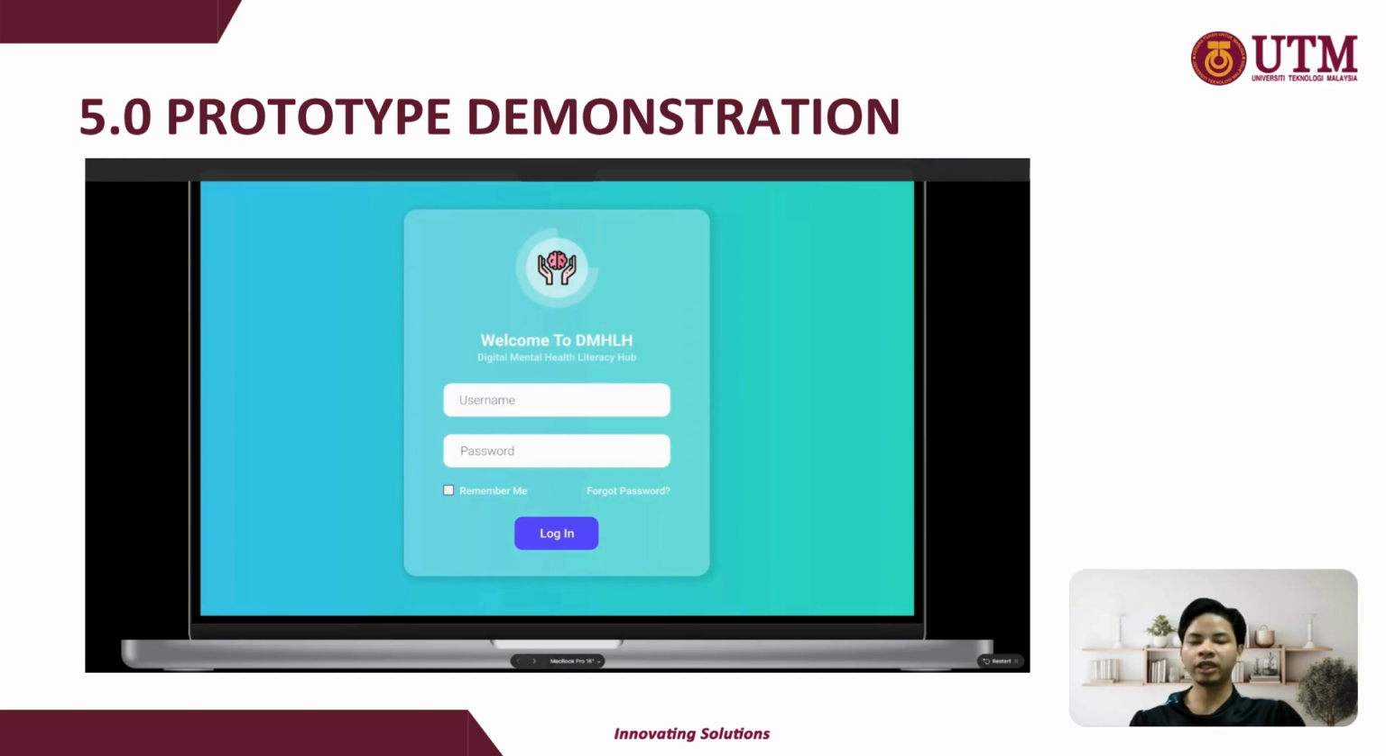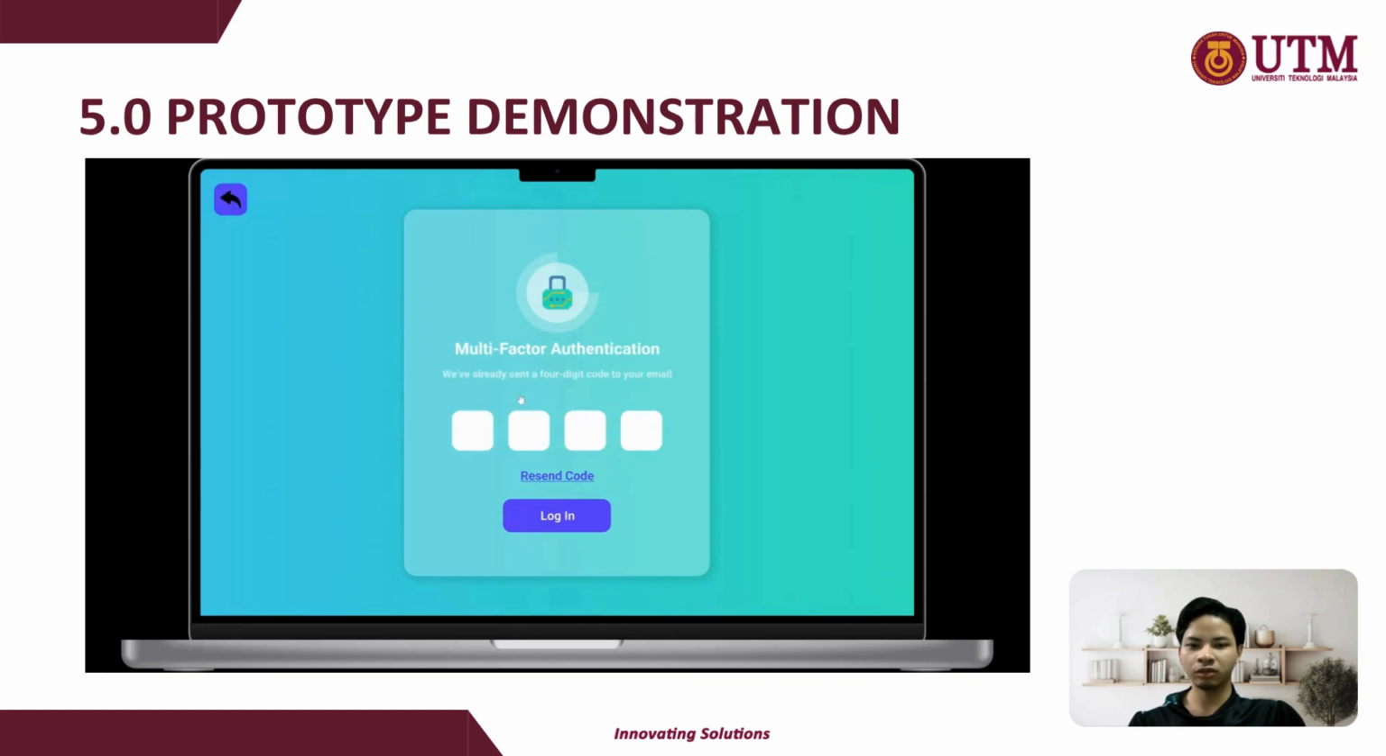To start the prototype demo, we will start with UC001, the login page, login user. So the user has to input their username and password. If the username and password are incorrect, it will prompt login failed. When we put in the correct username and password, we will go to the MFA page. This page will appear if the user enabled it.